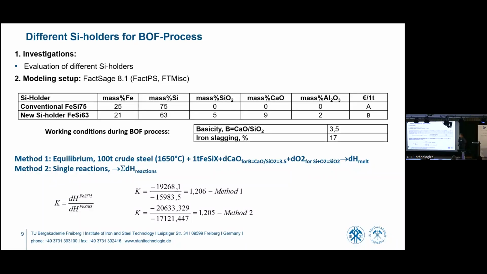The calculation was done under the condition of basicity. By basicity, we understand the ratio between calcium oxide and silicon oxide, which must stay at 3.5. And iron oxide, we used iron oxide in the slag to dissolve lime. In this case, it is metallic iron. The metallic iron content in the slag must stay at 17 mass %. In this case, one student used the equilibrium module and the reaction module, and you can see the results are the same.